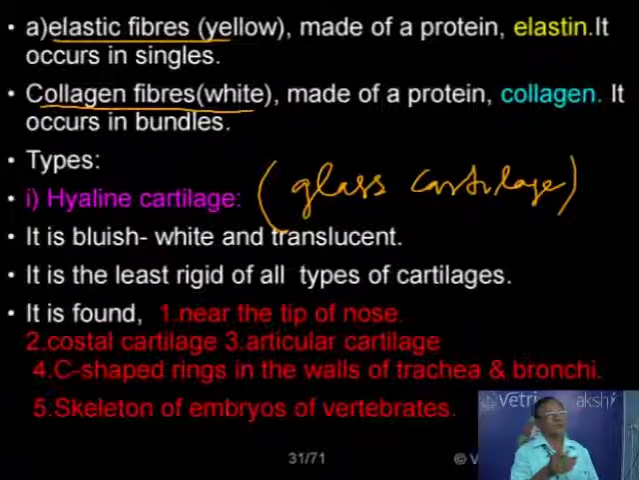So the surface of the bone, where the bone is meeting another bone for articulation, is provided with a type of cartilage, what we call articular cartilage. This articular cartilage is made up of mainly this hyaline cartilage. So tip of the nose, articular cartilage.